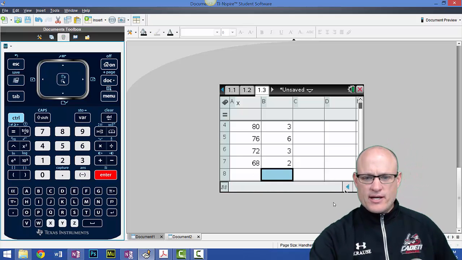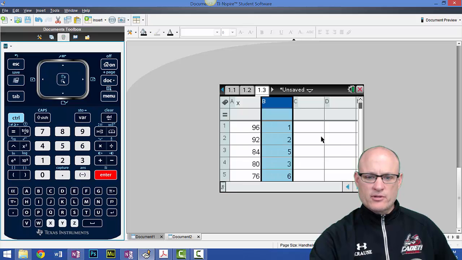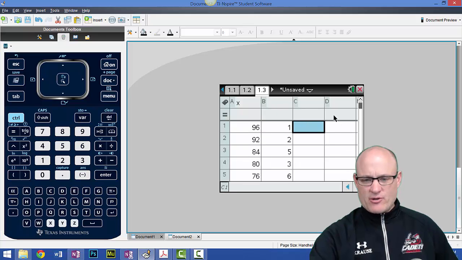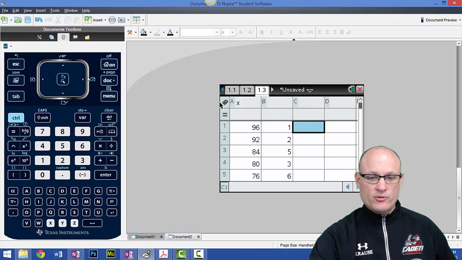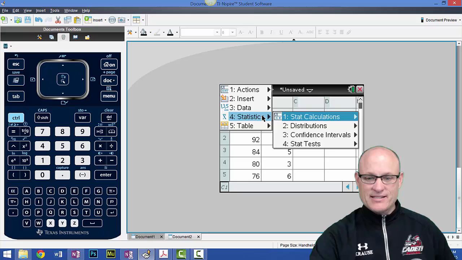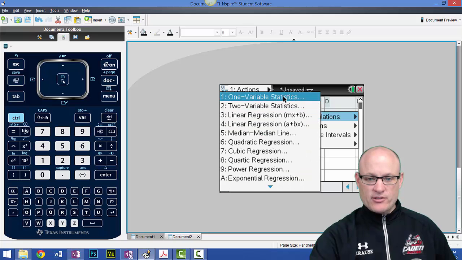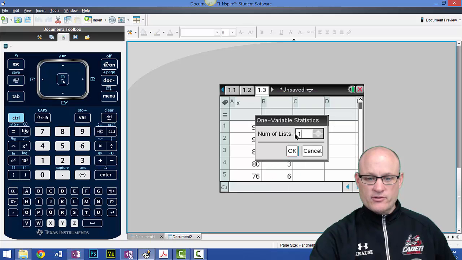So there's that. I'm going to use my mouse. What we're going to do is I always highlight this box. This is where I want all my answers to go. I'm going to do menu, statistics, stat calculations, one variable statistics.